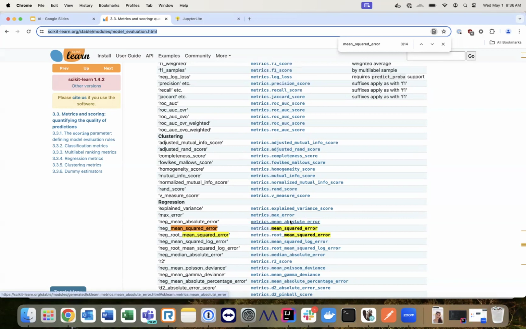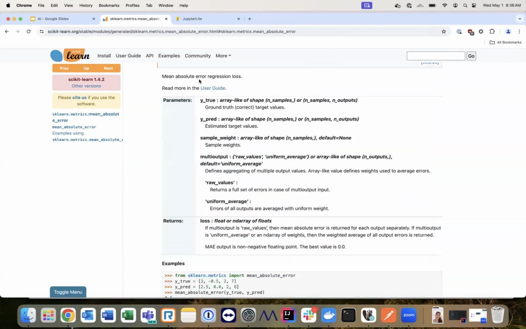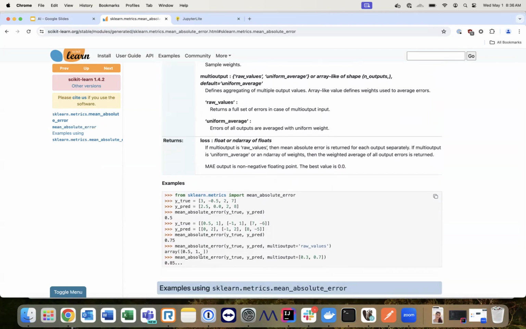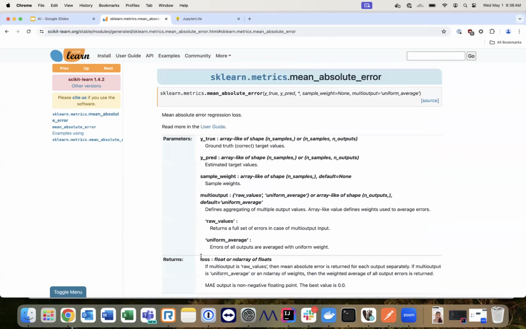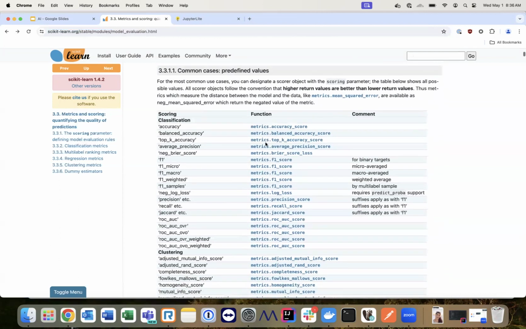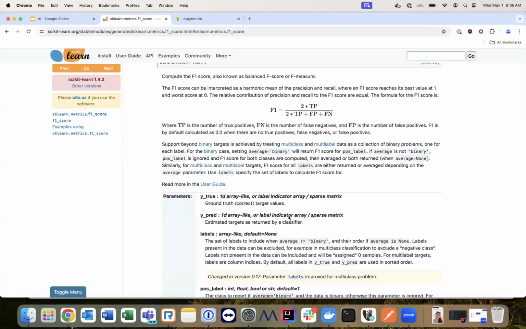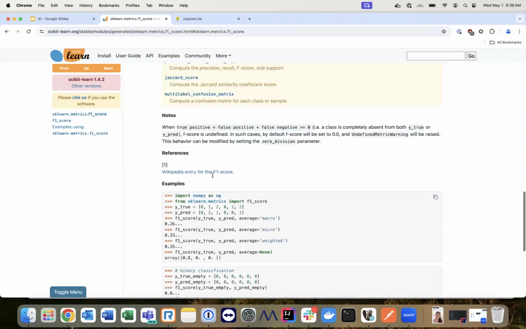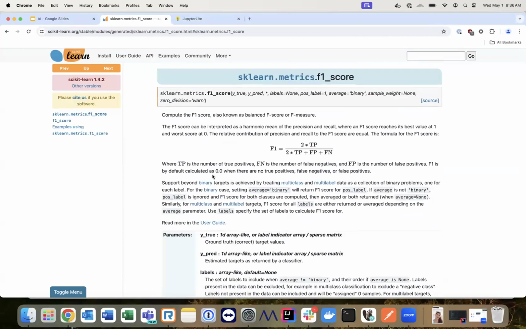So mean absolute error, which we saw, mean squared error. You go here, click on it. It gives you the parameters and examples of how to use it. It is a must site to visit. Even though it's not possible for any course to cover everything, if you want to learn more about anything, go there. So see F1 score, what it does. It also gives you examples of how to use it. What are the parameters? What does each parameter mean? So scikit-learn is very important. Scikit-learn and NumPy are extensively used.